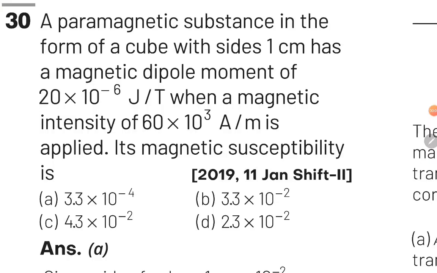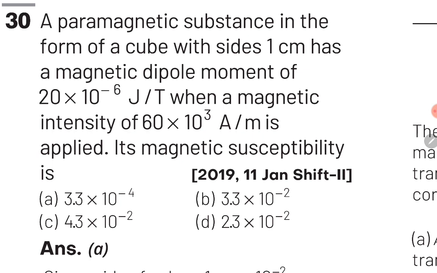Yes students, the 13th question of this chapter is: a paramagnetic substance in the form of a cube with side 1 centimeter has a magnetic dipole moment of 20 into 10 raised to minus 6 when a magnetic intensity of 60 into 10 raised to 3 is applied. Its magnetic susceptibility is. Guys, in this question, we need to understand the concept of magnetic susceptibility.